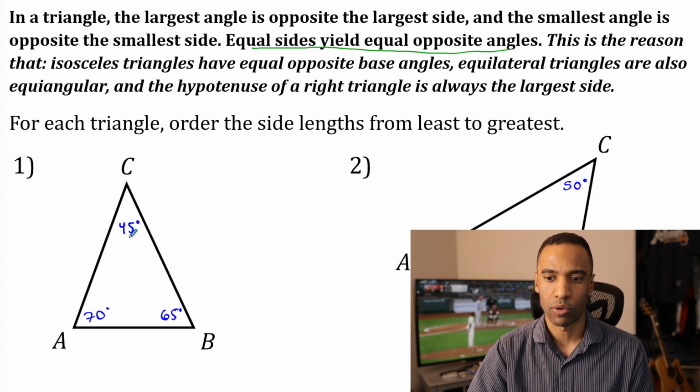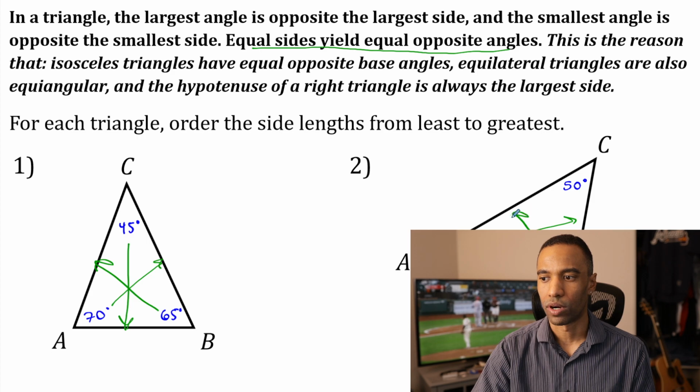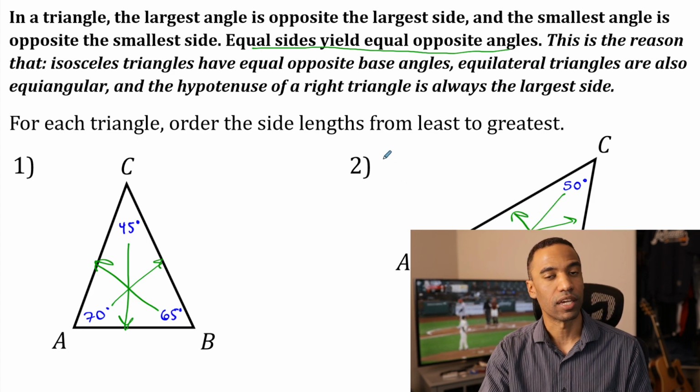Opposites are just pointing right across. What's opposite the 45? This side. What's opposite the 70? This side. Opposite the 65? This side. That's how opposites work, guys. Opposite sides to opposite angles like that.